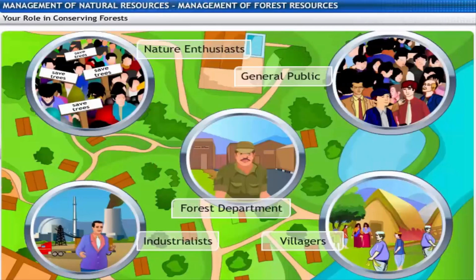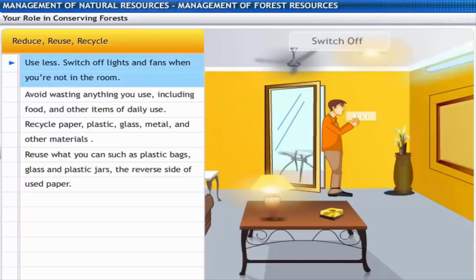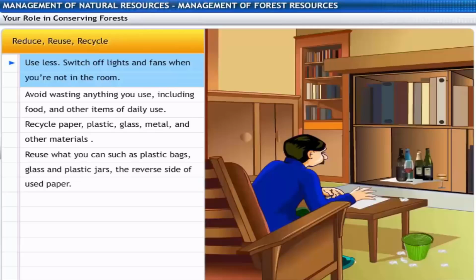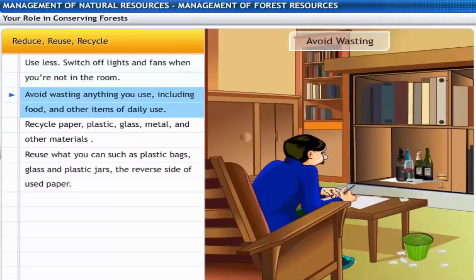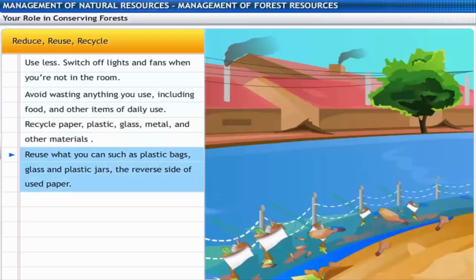Even you as an individual are a stakeholder in conserving our forests. There are a lot of things you can do to help conserve our resources. You must have heard of the 3 R's: reduce, reuse, and recycle. Use less. Switch off lights and fans when you're not in the room. Avoid wasting anything you use, including food and other items of daily use. Recycle paper, plastic, glass, metal, and other materials. Reuse what you can, such as plastic bags, glass, and plastic jars, the reverse side of used paper, and so on. Remember, all these small steps make a difference if we all follow them.